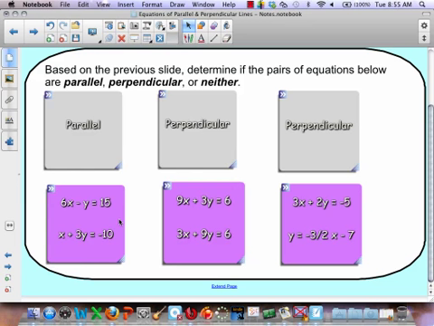So when we do that and we look at that bottom row, Ted, what do we get for that first one there on the bottom? Are they parallel, perpendicular, or neither? Neither. Yeah, that's right, they're neither. They're just intersecting.